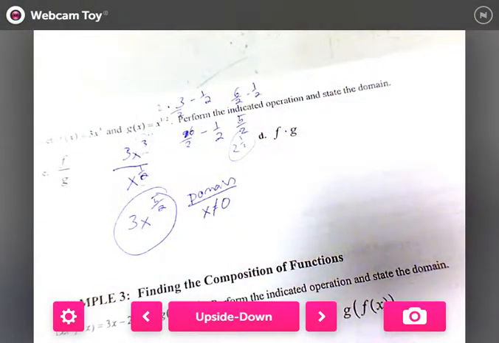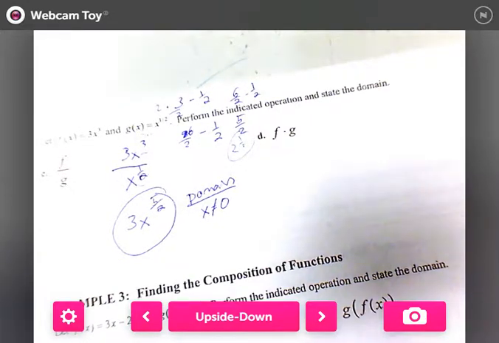Better? Okay. I feel like when we study for that compass test, we need to focus some time on fractions, because I feel like that's where we get messed up.